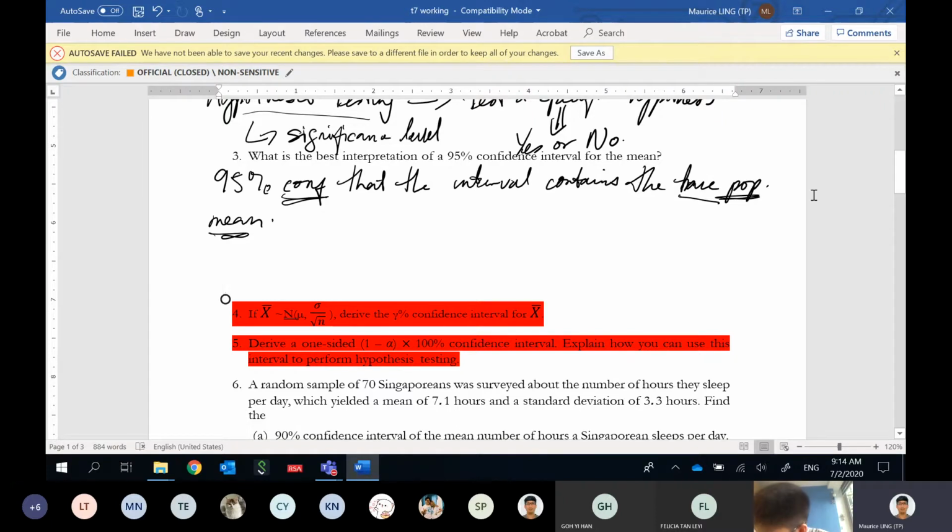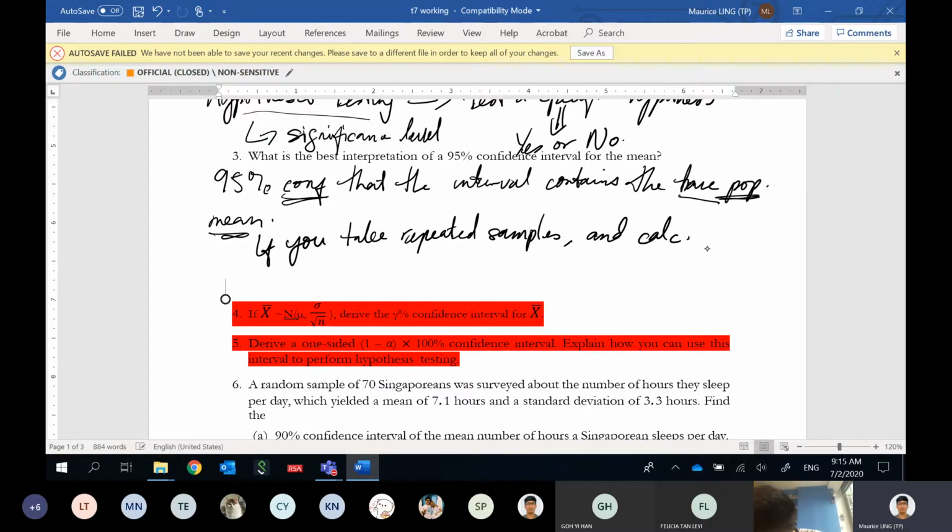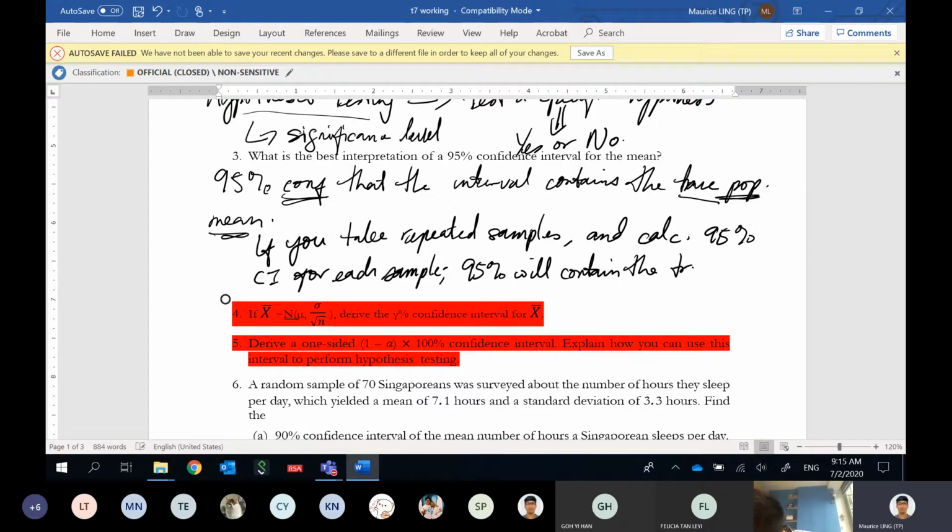Another way to look at it, some people will use a more frequentist point of view and say that if you take repeated samples, that means multiple samples, and you calculate the 95% confidence interval for each sample, 95% of them will contain the true population mean.